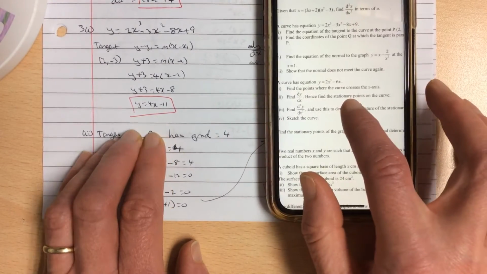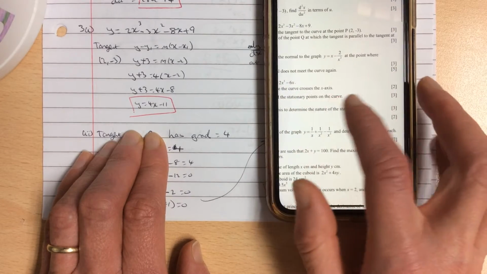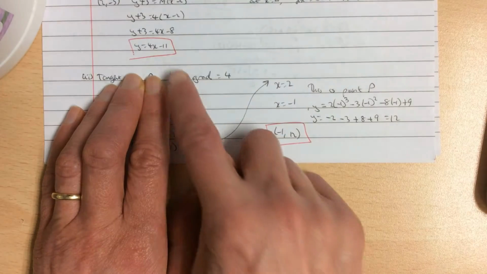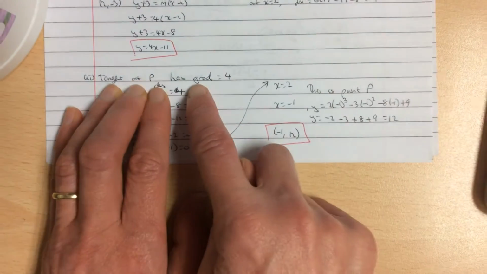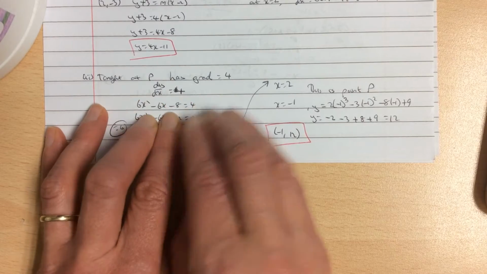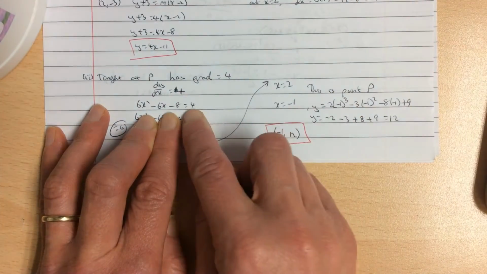Find the coordinates of the point Q at which the tangent is parallel to the tangent at P. So parallel means the same gradient. Your gradient up here was 4. So you want the gradient to equal 4. dy by dx equals 4. You already have dy by dx. Just put equal to 4.